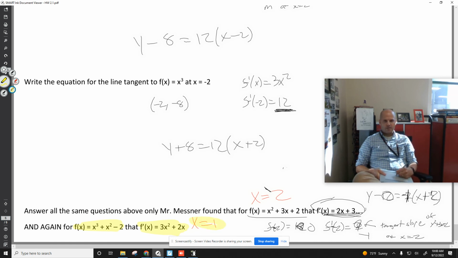I'm going to decide to focus my attention on 1. I'm just picking a random x value now. If you plug 1 into f, it gives you a point on f. 1 plus 1 minus 2 is 0. If you plug 1 into f prime, it gives you the slope of the tangent at this point.